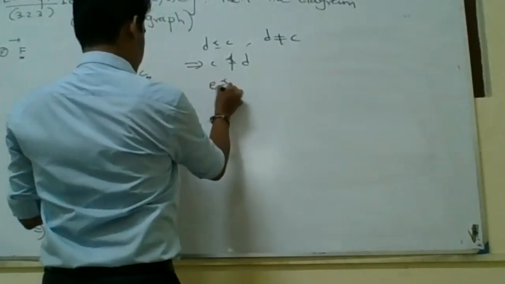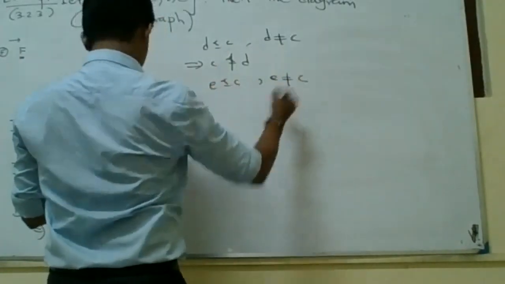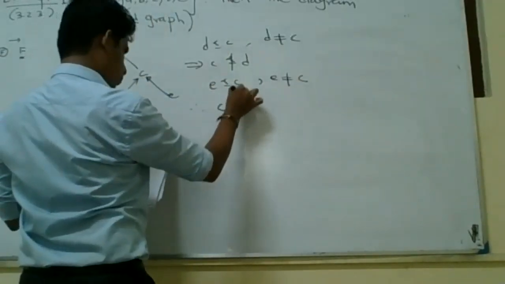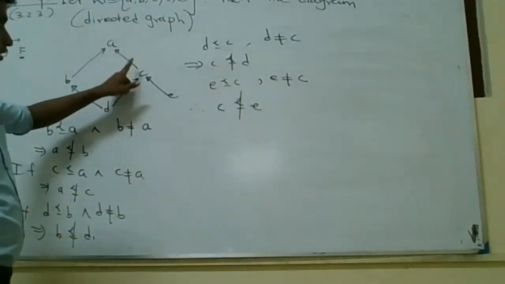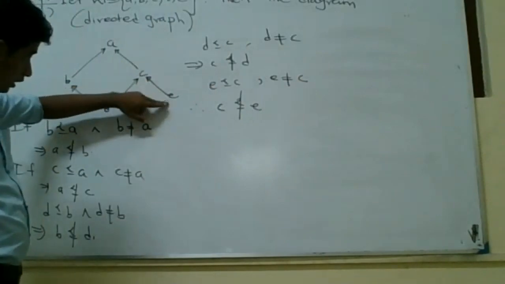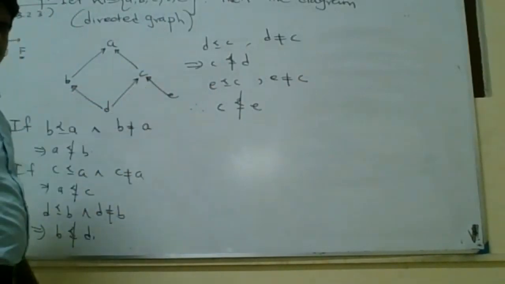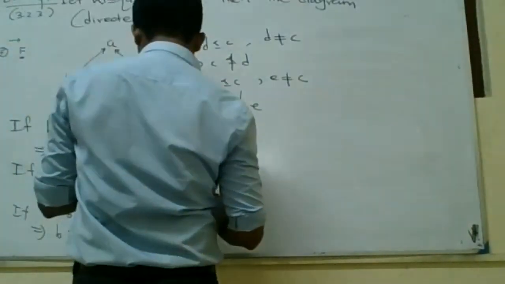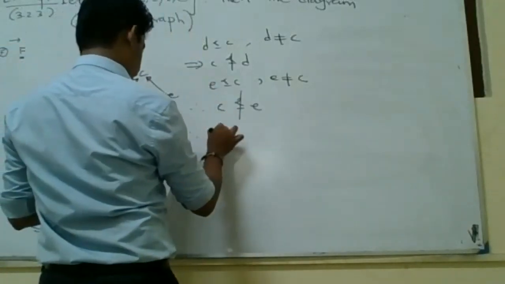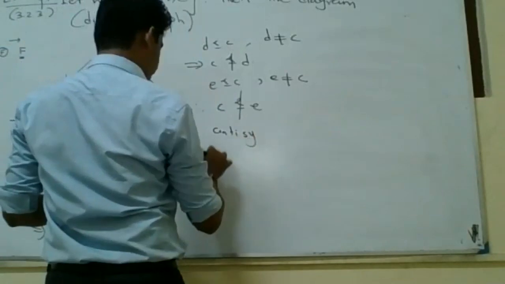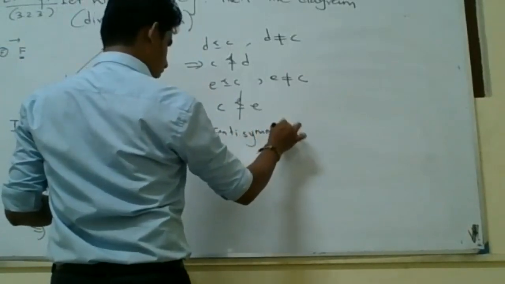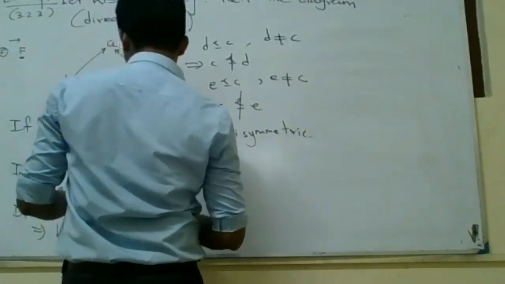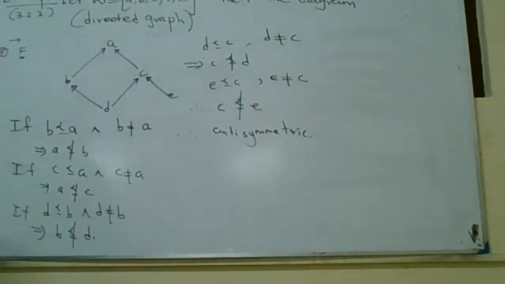Now E precedes C, E not equal to C. C does not precede E. E precedes C okay, but C does not precede E, because only E precedes C, you can say that case. Okay. Therefore, antisymmetric. These are possibilities for this graph to verify the antisymmetric case.